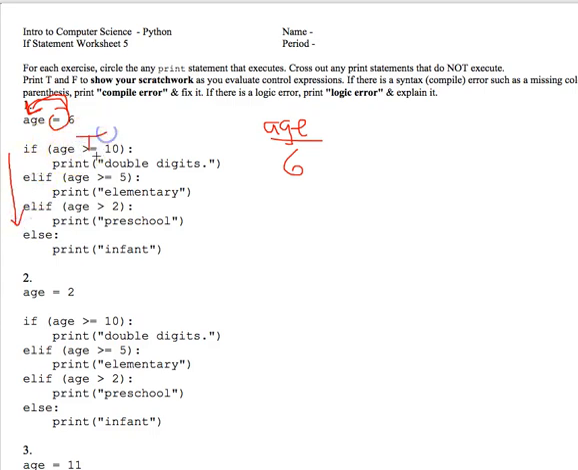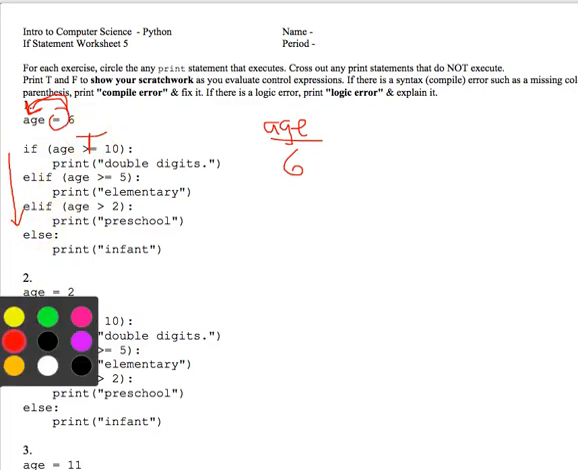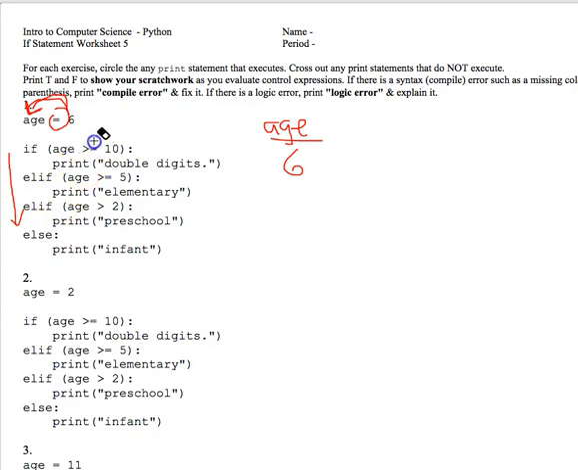So the final answer should have been, I'm sorry, that should have been false. I was wrong there on my own worksheet. To review, that was a false, so that got skipped. That was a true, and that got circled. And then this is skipped over or not even evaluated. So that's the final answer to that exercise.